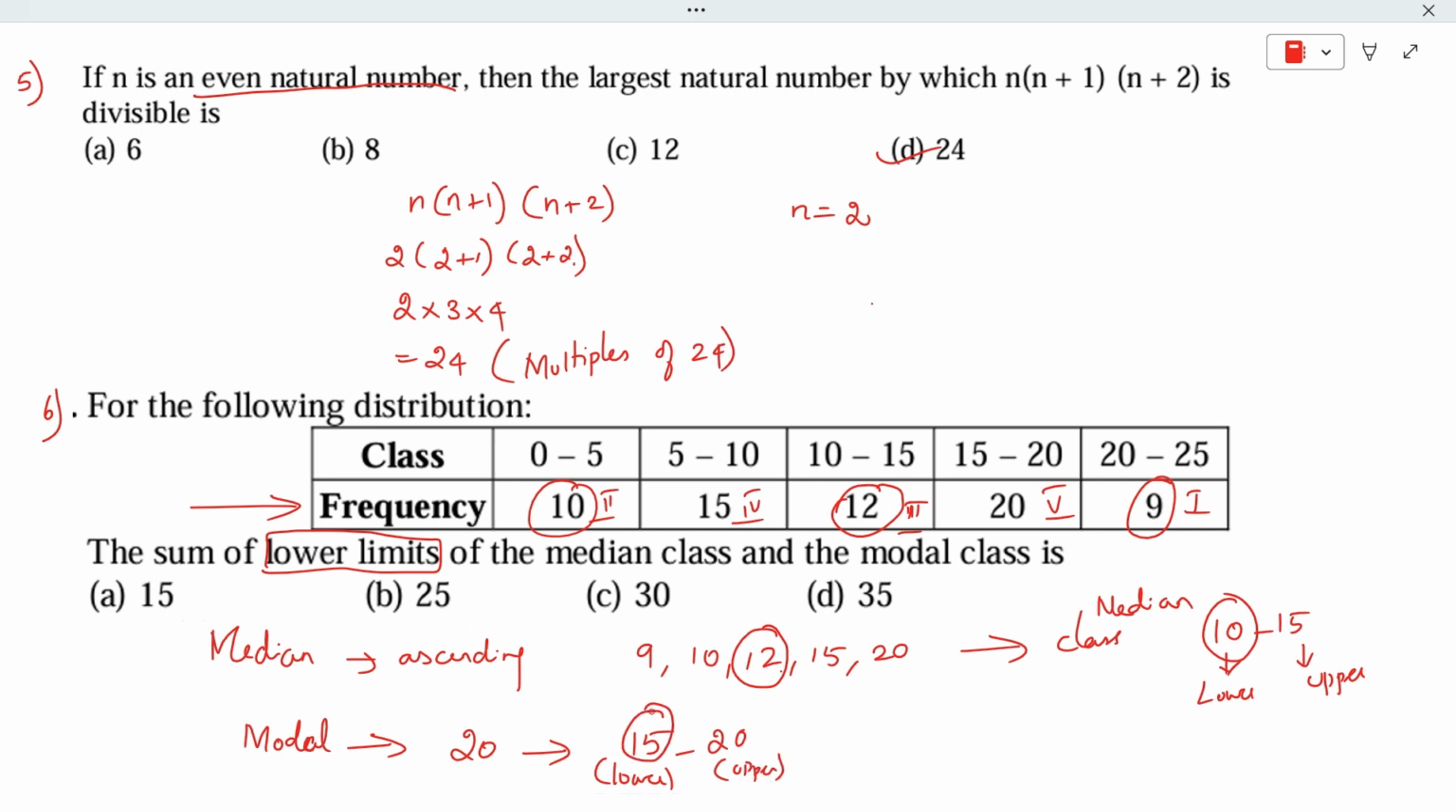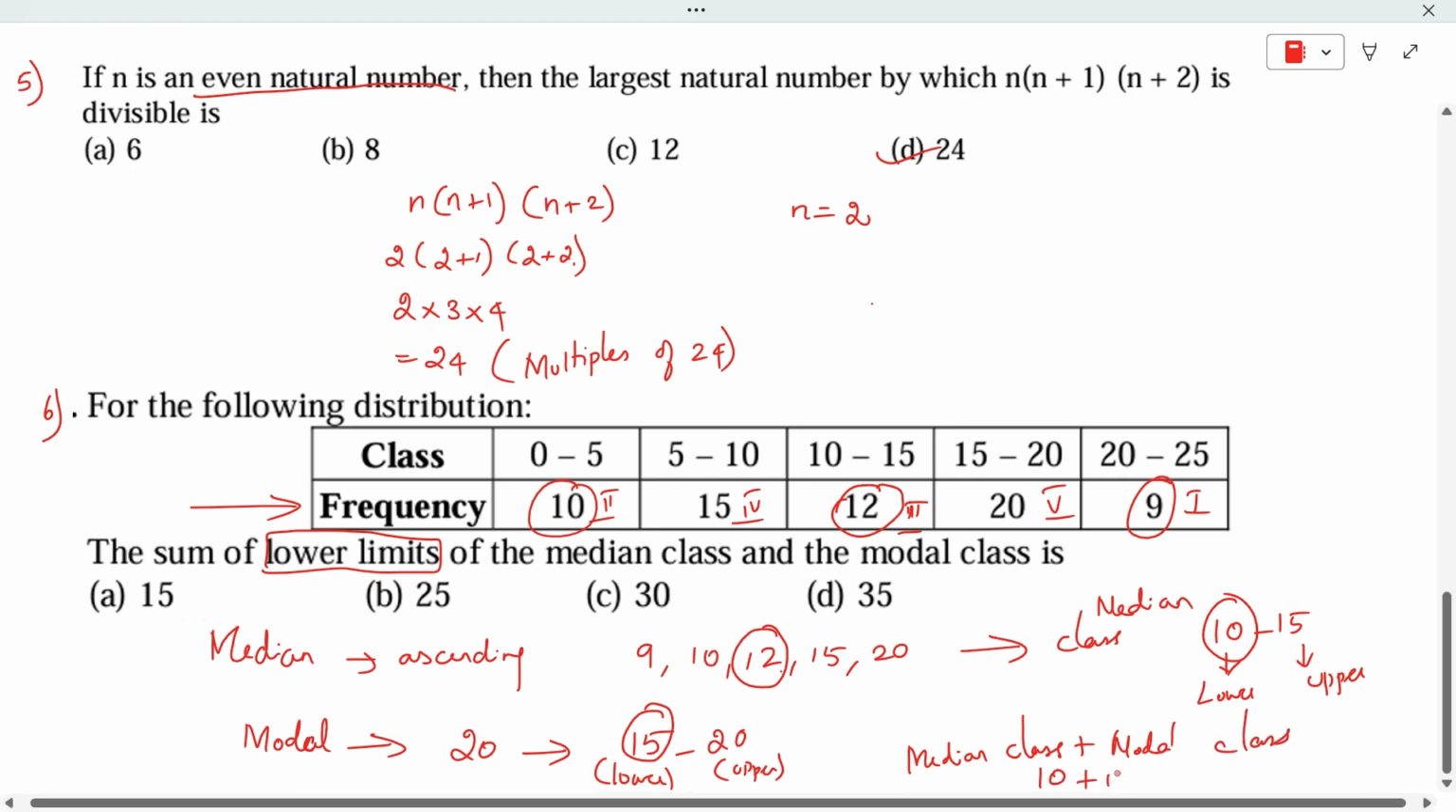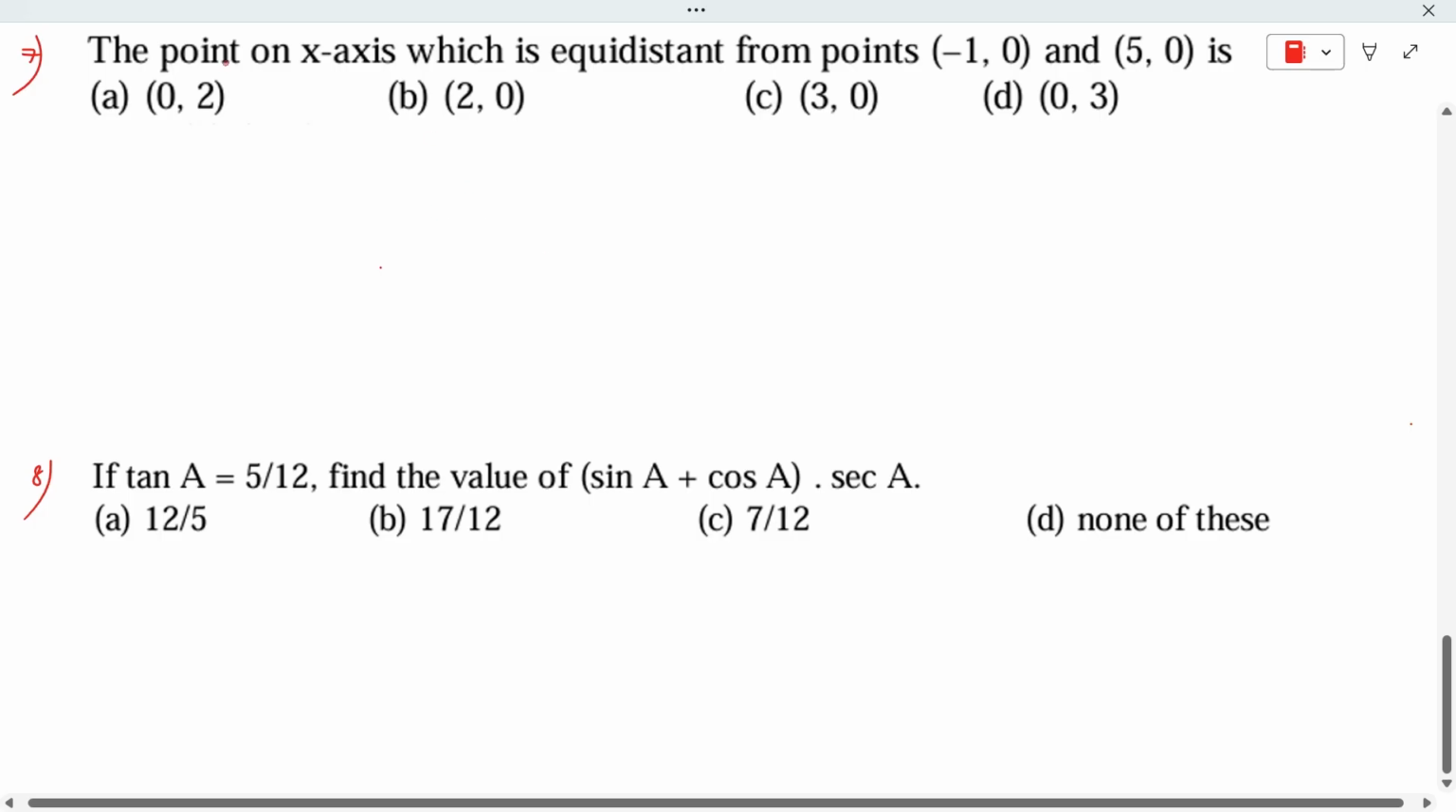Which is 15. The sum, so I'm going to add the median class and the modal class lower limits, which is going to be 10 plus 15, that is 25, isn't it? So the option is B, 25. Let's move on to question number 7.